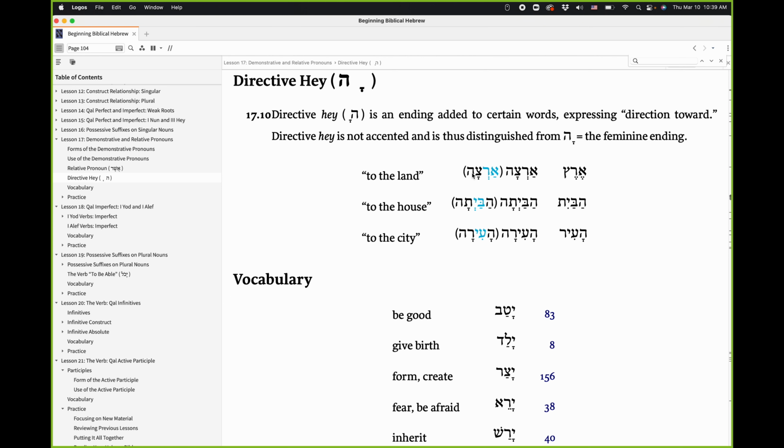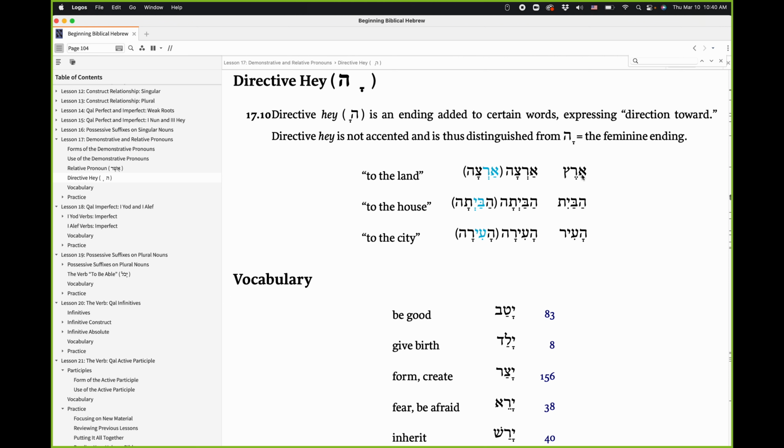But when you see just he with no mappiq, it'll be either a feminine singular noun or adjective, or it will be a Qal perfect 3ms or 3fs, or it will be a cohortative. If none of those work, then you've got a directive he. But if you've got a he that you don't know what to do with, ask, first of all, is it cohortative? Is it a feminine singular noun that has this as part of the lexical form? For example, eretz. Eretz is feminine singular, but the lexical form does not have a he here. So we know then that the he must be the directive he. There's no other way to explain it.